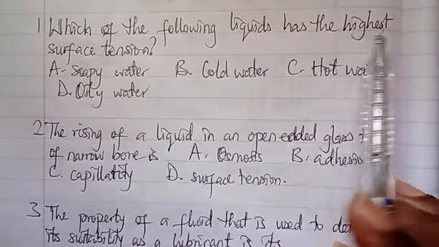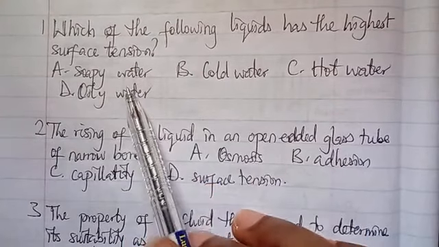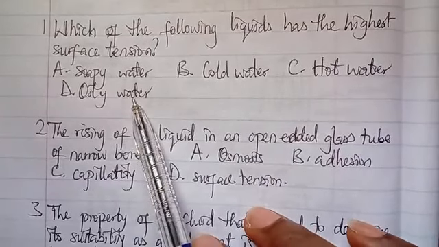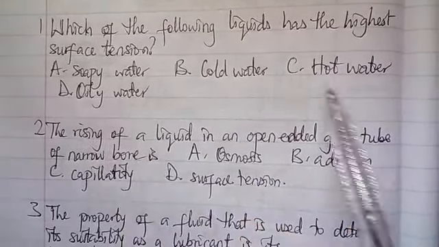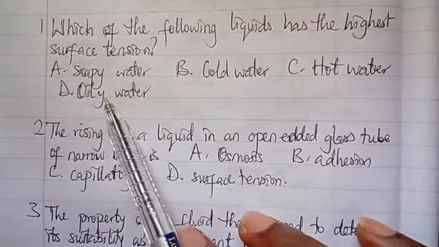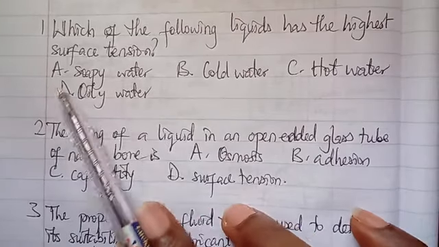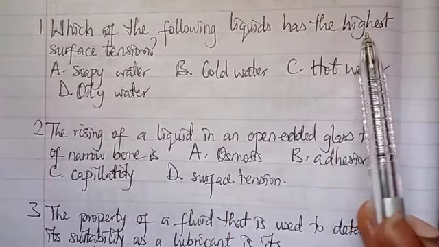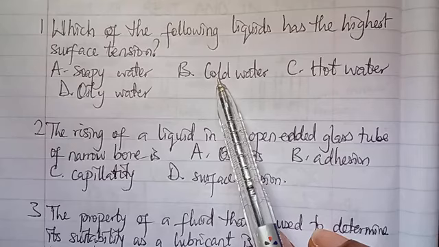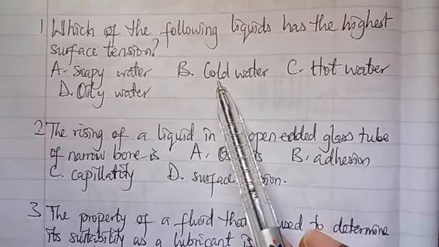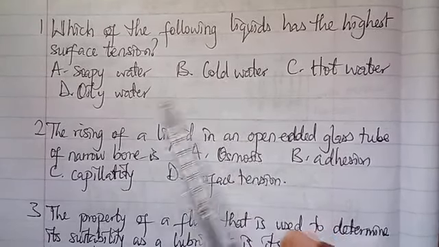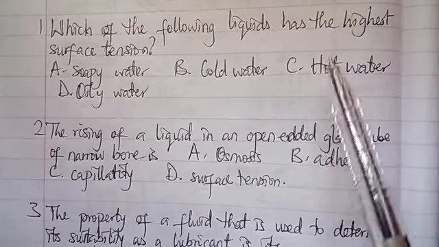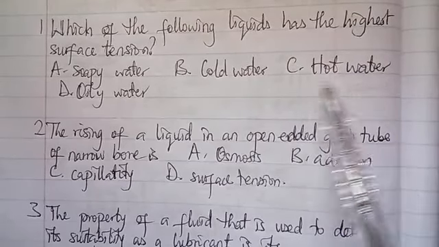Which of the following liquids has the highest surface tension? Soapy water, cold water, hot water, oily water. Now, let's look through our options and see which one we are going to pick. Soapy water. We've already added something that reduces surface tension to it, so it cannot have the highest surface tension. Cold water. Well, it has a low temperature, meaning high surface tension. But let's move on. Hot water. High temperature reduces surface tension. So no, it has a low surface tension.